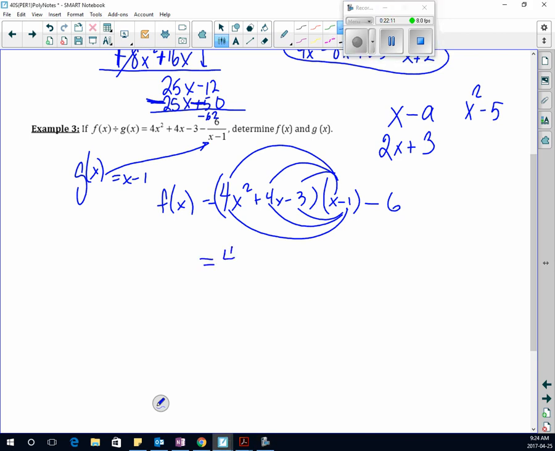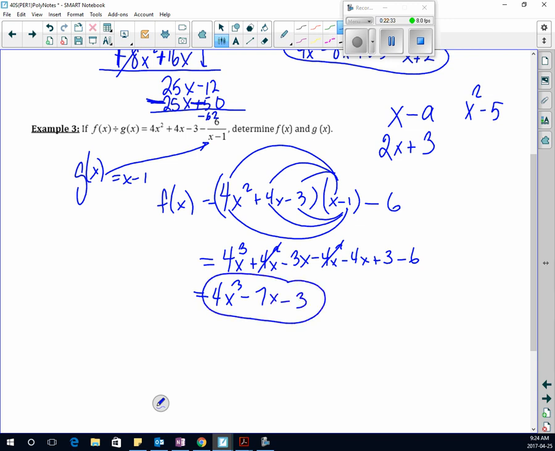Okay, so 4x cubed plus 4x squared minus 3x, and then minus 4x squared minus 4x plus 3 minus 6. So I get 4x cubed minus 7x minus 3. Did you get that? Okay, so how do I check to see if I'm right?